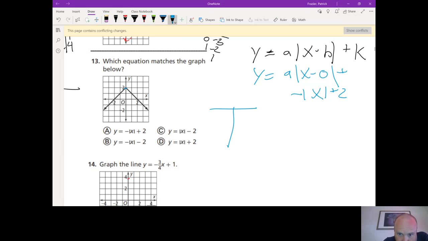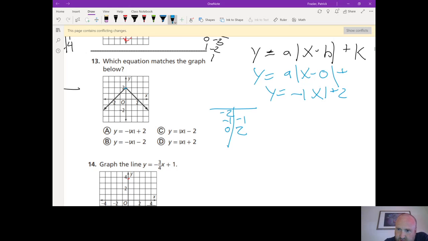So again, put the 0 in the middle. Absolute value of 0 is 0. 0 times -1 is still 0. And then 0 plus 2 is 2. So that maps out. And then we have -1 and -2. So absolute value of -1 is +1. +1 times -1 is -1.